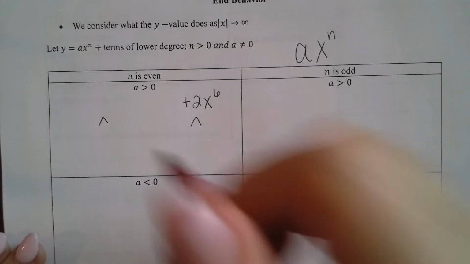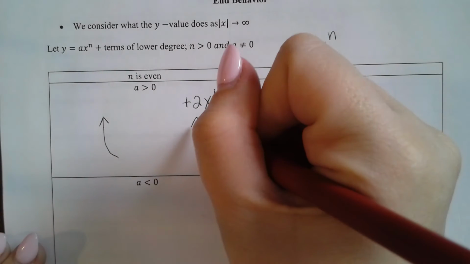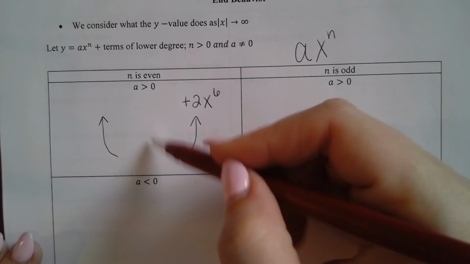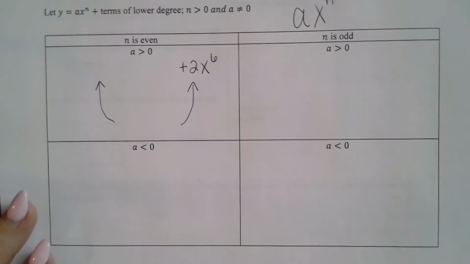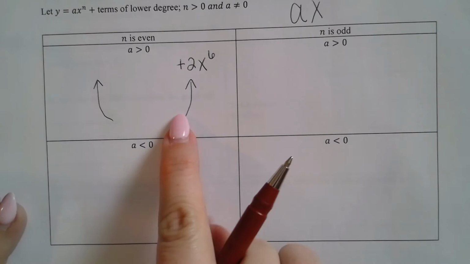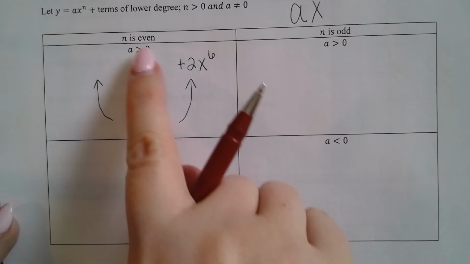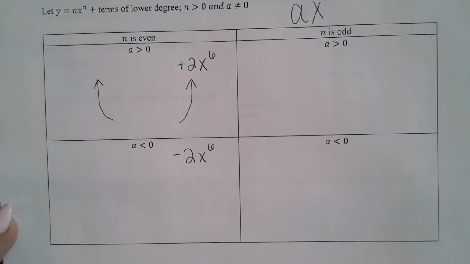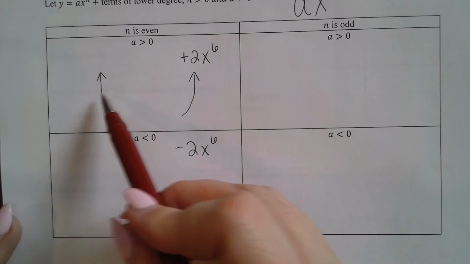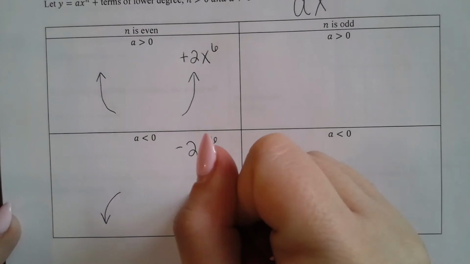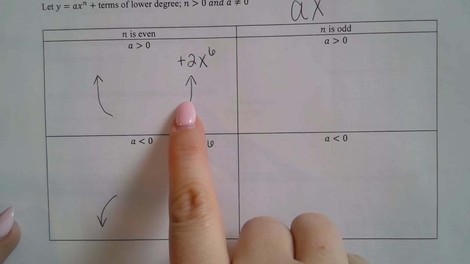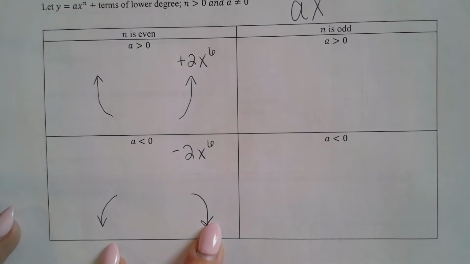That means our arrows are going to be going in the same direction, and because it's positive, they're both going to be pointing up. Okay, now I'm not talking about what's happening in the middle. I don't care what's happening in the middle. I'm just worried about what's happening at the ends. So at the end, our left arrow is going to be pointing up, and our right arrow is also going to be pointing up. Now when n is even, but a is less than 0, so if I have a negative 2x to the 6th, instead of both arrows pointing up, both arrows are going to be pointing down. Okay, so when n is even, the arrows are together. They're either both up or they're both down.